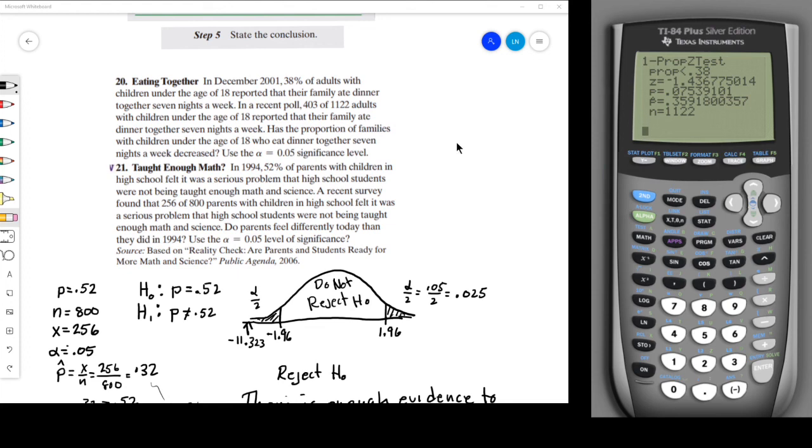So those are the 3 methods that we're going to be talking about for the next couple days, but specific to the population proportion.